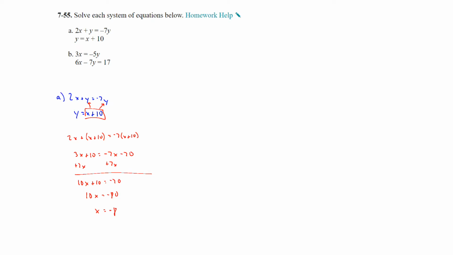Now that's just the x value. We still need to find the y value, so we can find the y value by plugging x equals negative 8 in for x into the second equation, and it looks like we get y equals 2. So our solution to this system is the ordered pair negative 8, comma 2.